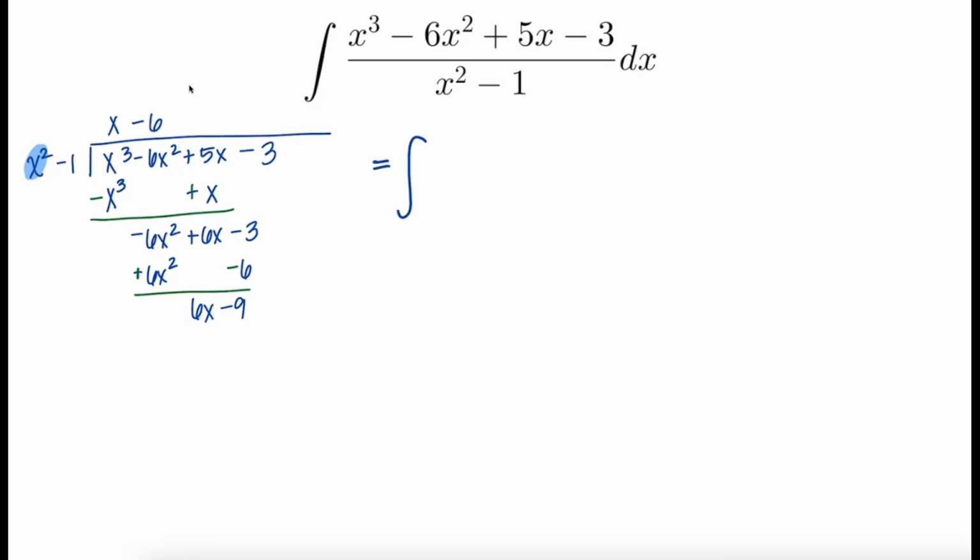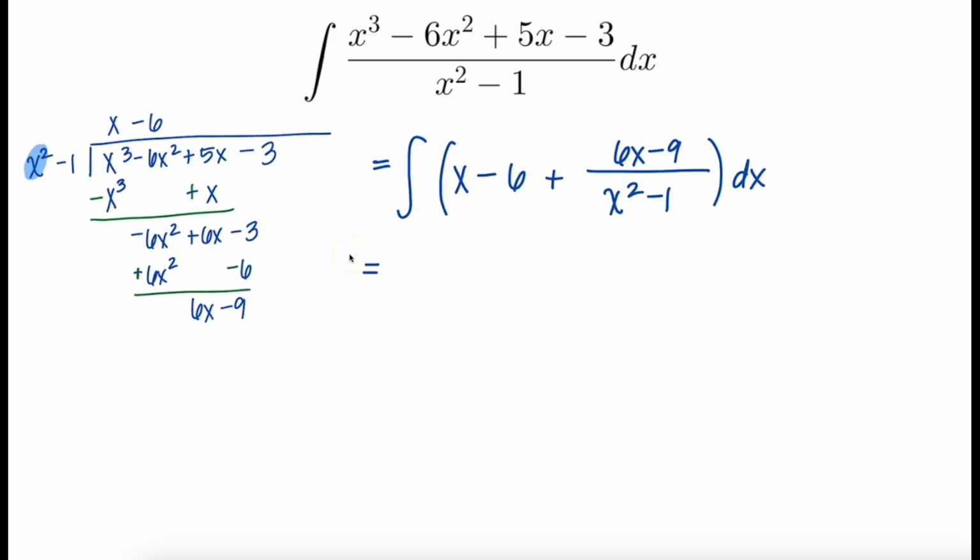So this original problem is equal to x minus 6, the quotient, plus the remainder, 6x minus 9, over the divisor, x squared minus 1. Now, there happens to be a remainder left over, so this is now a proper rational expression. So we can do partial fraction decomposition on this piece. This part we can just integrate right away.